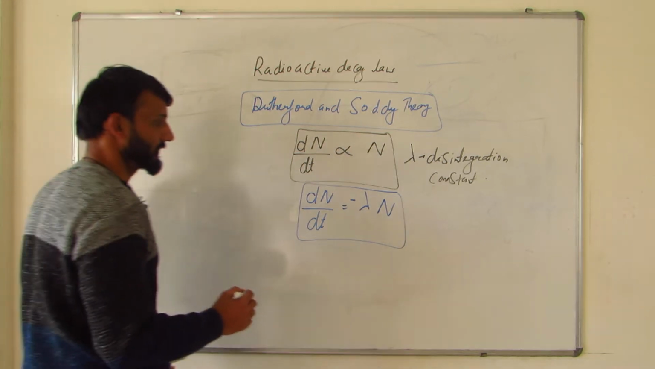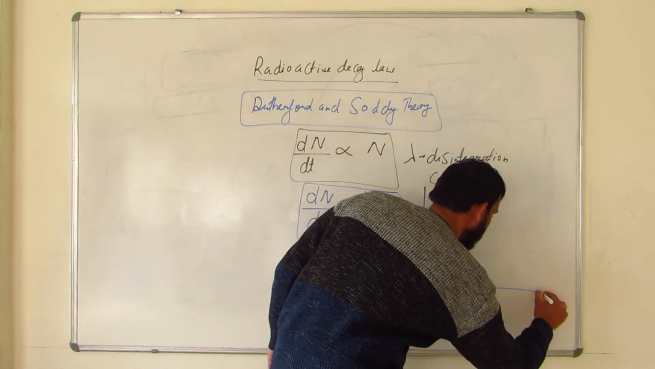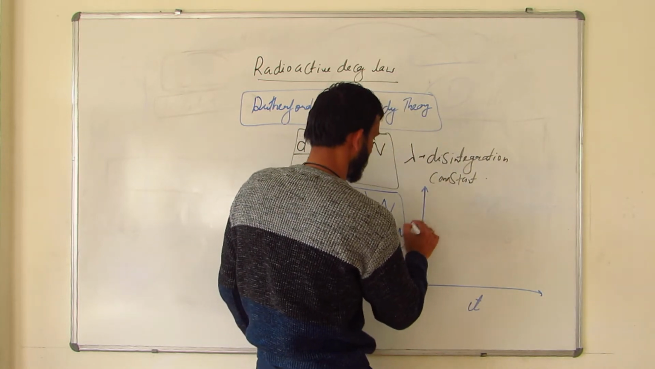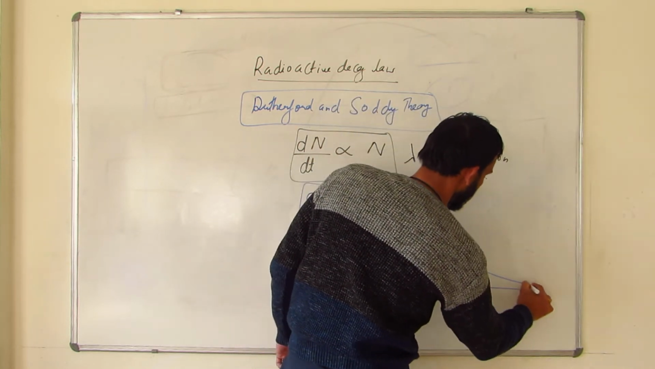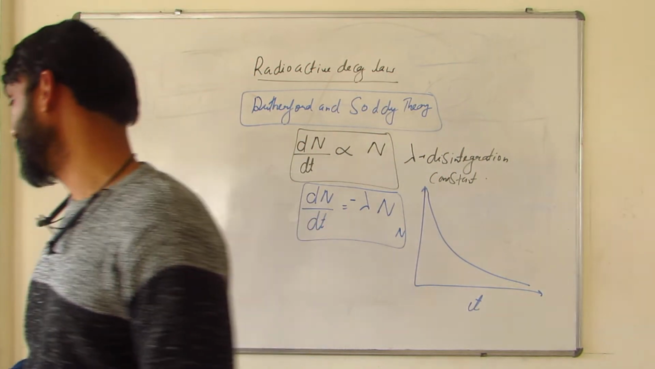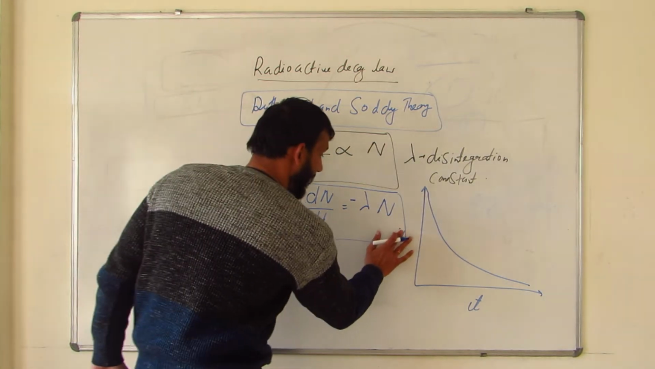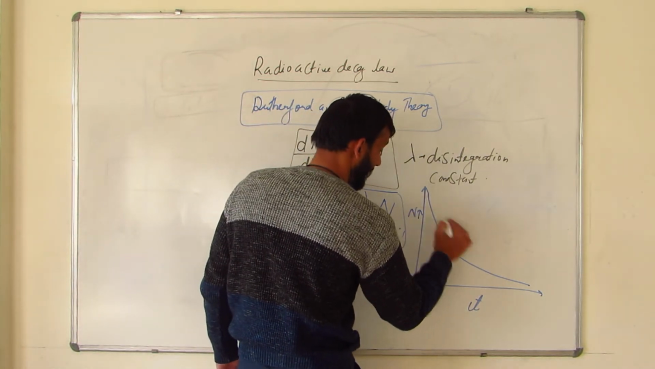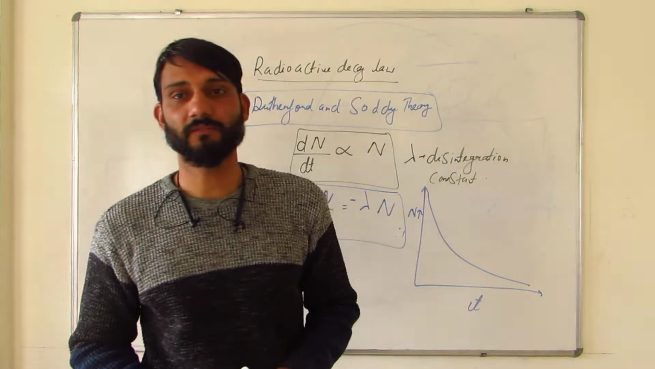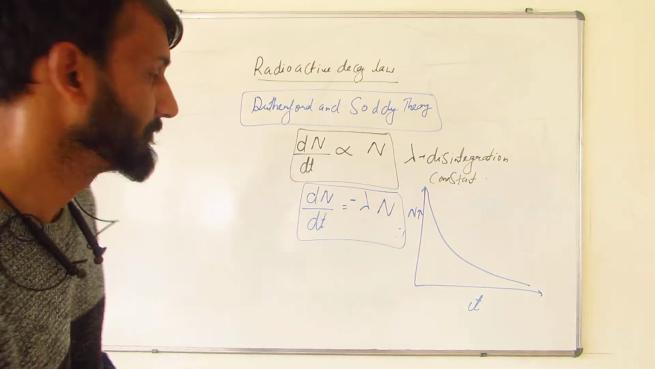If I plot a curve of this, you know that as time increases, the number of samples would decrease, right? So this is the graph between the number of samples and time. As the time is increasing, the sample is decreasing. This is one of the important relations.